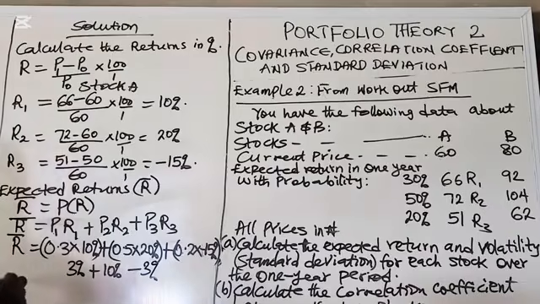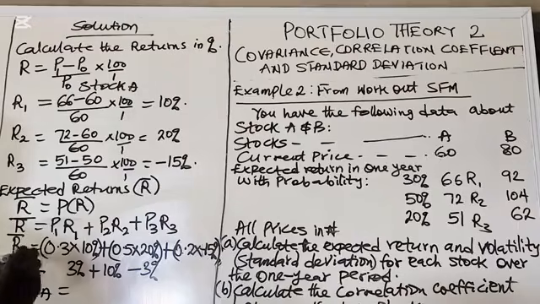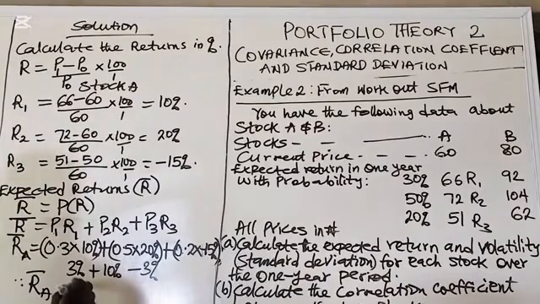Therefore, expected returns of stock A: 3% plus 10, that is 13%, minus 3%. So you have 10%.